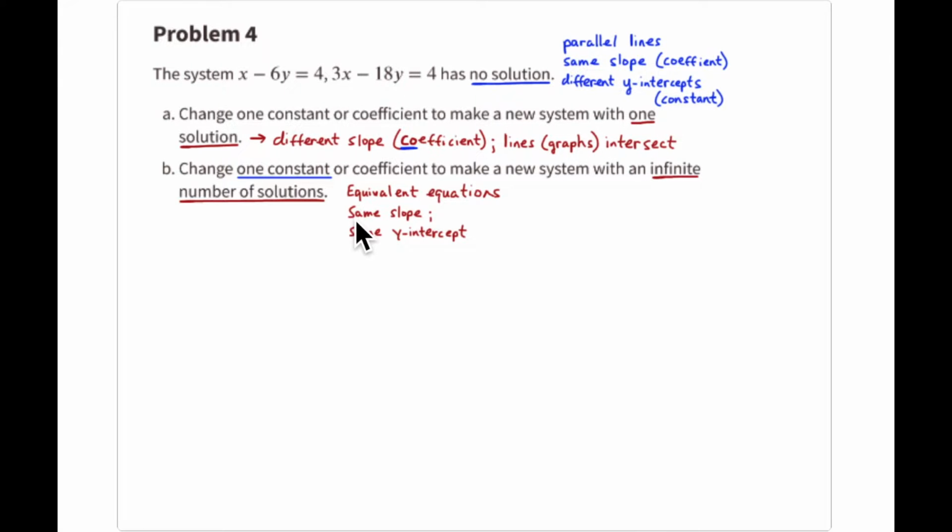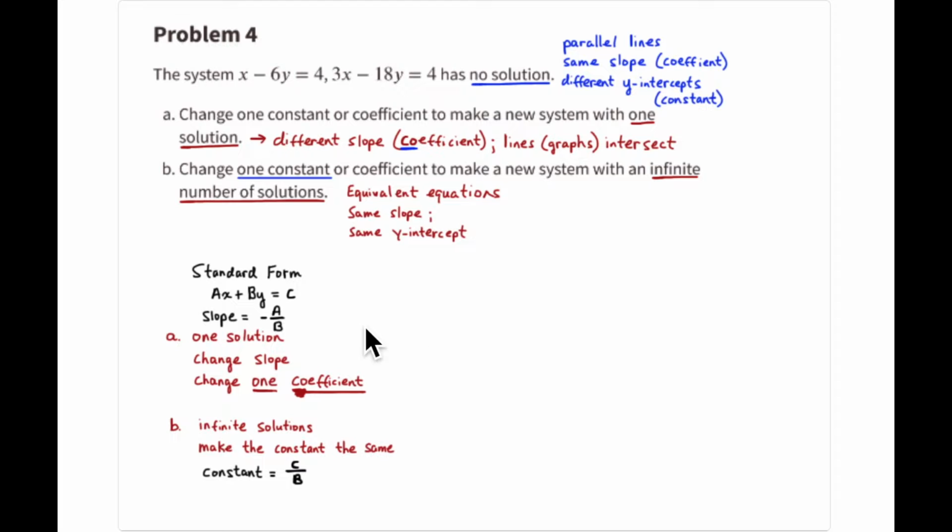And B says to change one constant or coefficient to make a new system with an infinite number of solutions. That means they are essentially the same equation. They are right on top of each other, so there's an infinite number of solutions. So they will have the same slope and the same y-intercept. And we're going to change either this 4 to make the constant match this equation, or this 4 to make the constant match this equation.